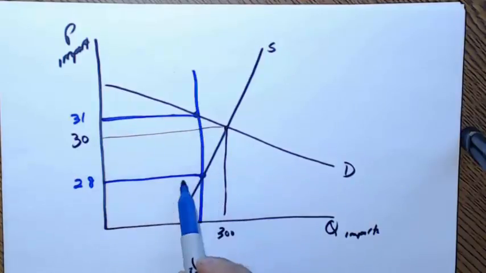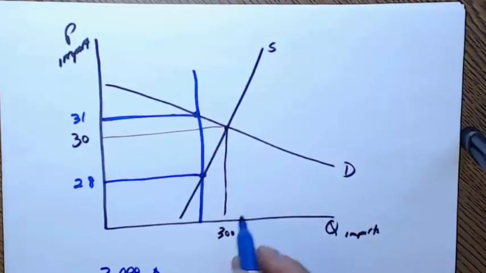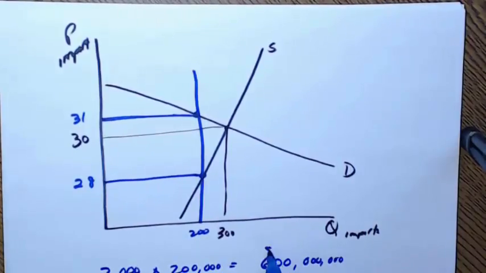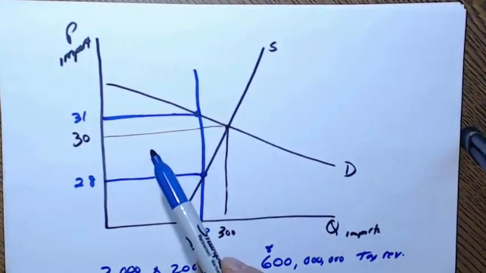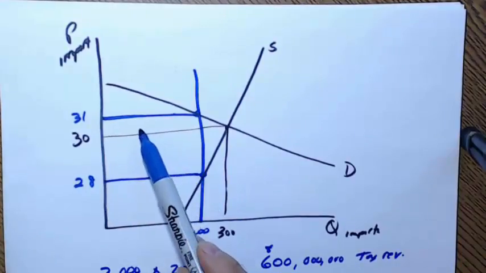This rectangle represents the total revenue to the government for imposing the tax. So what is it? It's $3,000 times the quantity. The quantity here, remember, is 200,000. So 200,000 times $3,000 is a total of $600 million in tax revenue. And the tax revenue comes out of consumers right here.